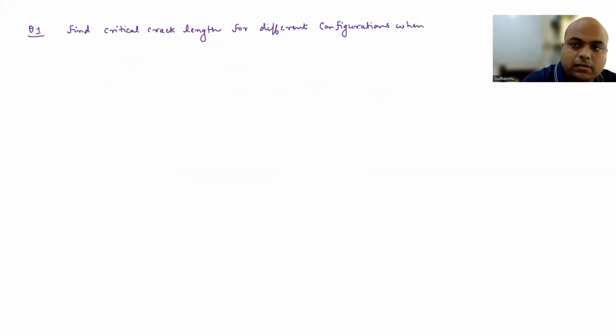So question one is, find critical crack length for different configurations or geometries when K1C is given. So it is a fixed material, okay, and environment is also fixed. What we are doing, we are just changing the geometry of the plate. Okay? So K1C is fixed because your material is fixed. Okay? Applied stress is 100 MPa. And K1C, it is fixed and it is given as 50 MPa root meter.